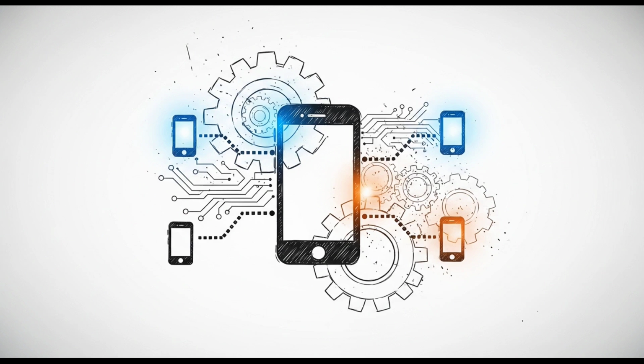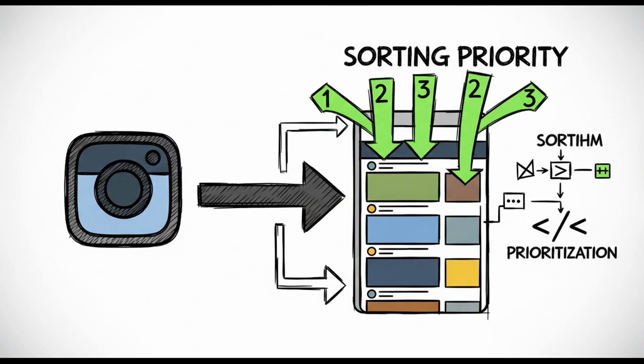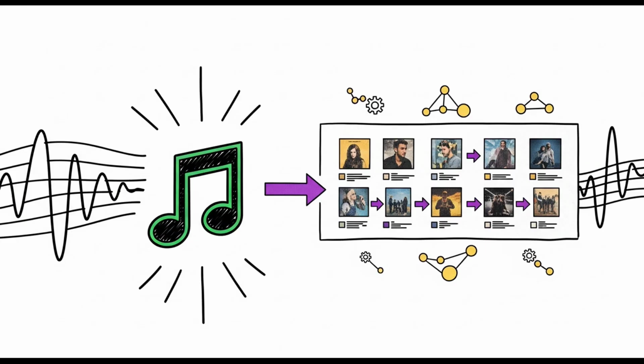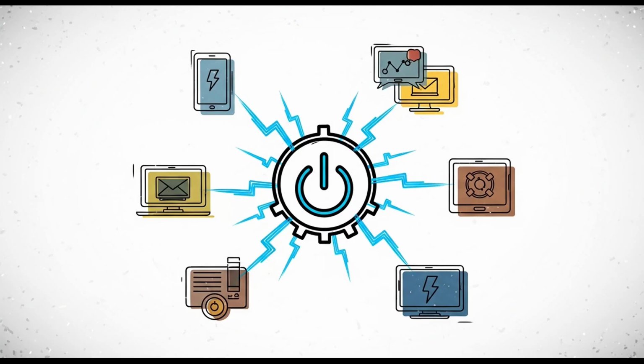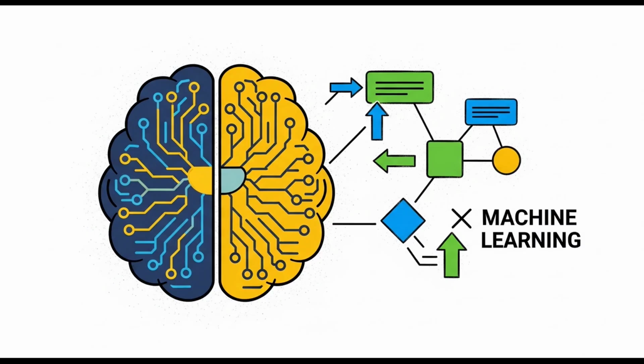Every time you open your phone, something invisible is working behind the scenes. It decides what posts you see first on Instagram. It picks which song Spotify plays next. It even finishes your sentences when you're typing a text message. And all of it is powered by one thing: machine learning.